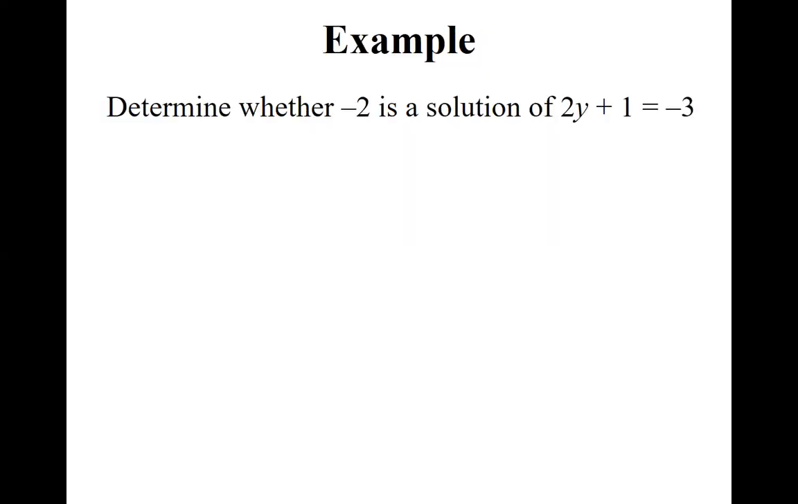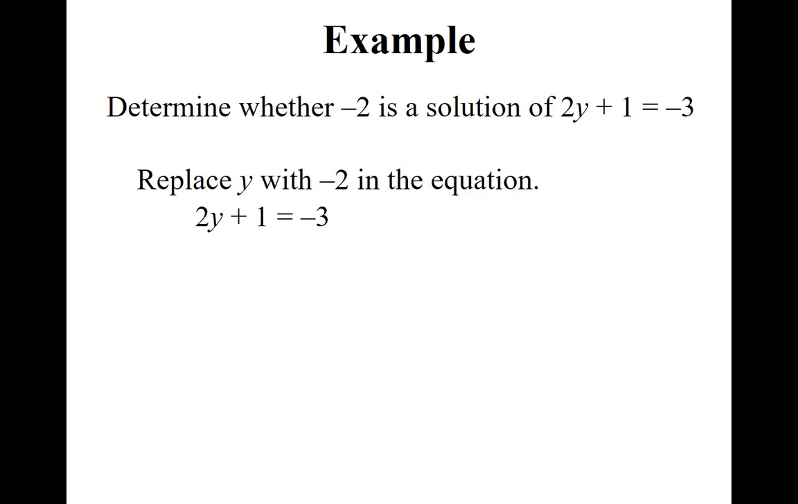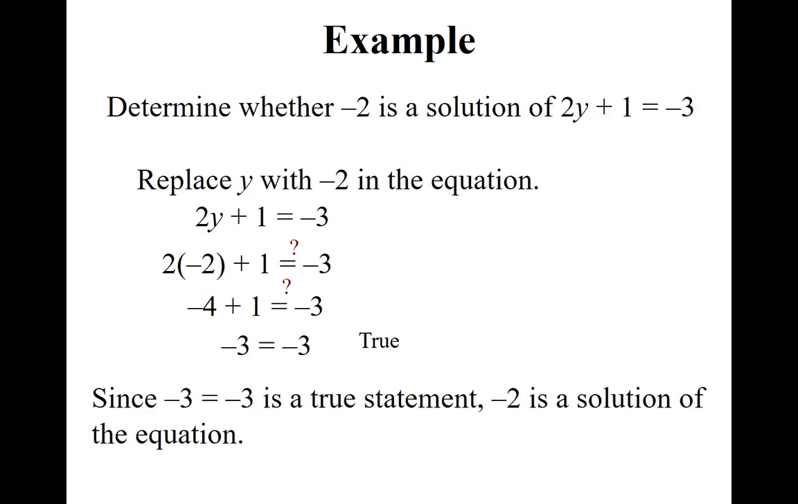Determine whether -2 is a solution of 2y plus 1 equals -3. We would take our -2 and plug it in, replace y. So instead of 2y plus 1, we'd have 2 times -2 plus 1. We want to know if that's equal to -3. 2 times -2 is -4. -4 plus 1 is -3. So since -3 equals -3 is a true statement, -2 is a solution of the equation.